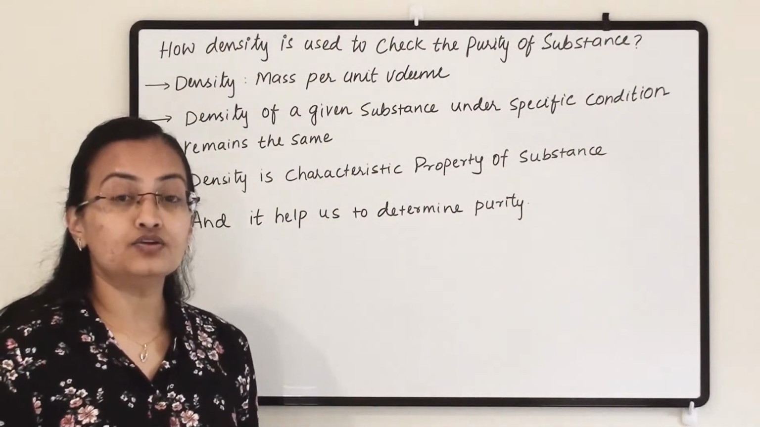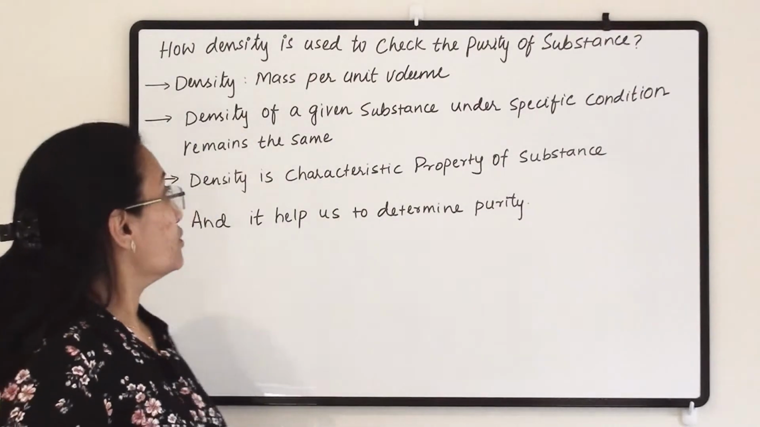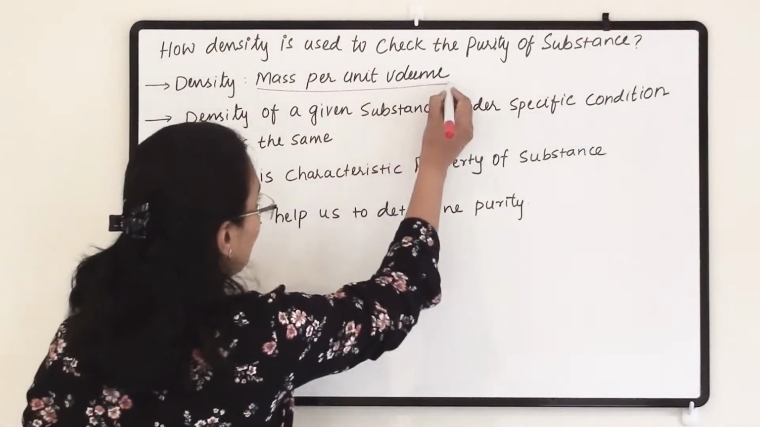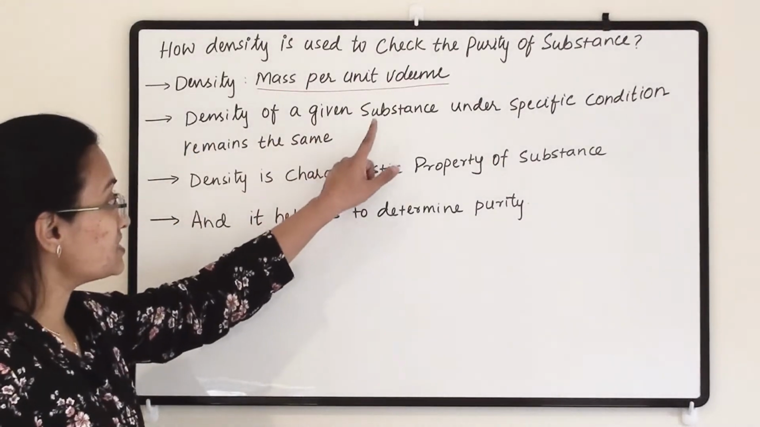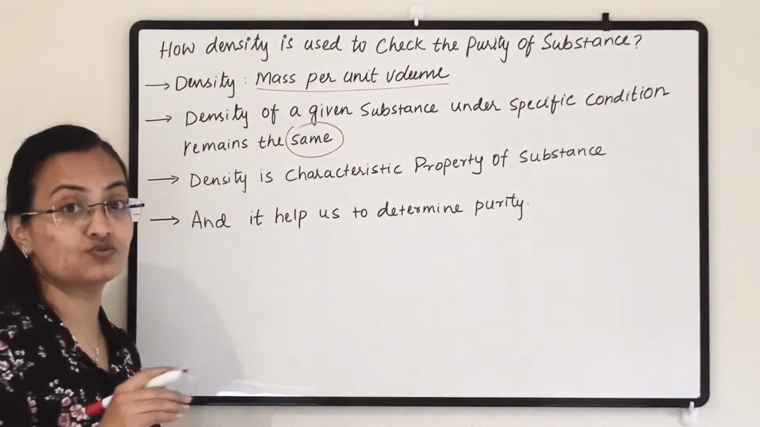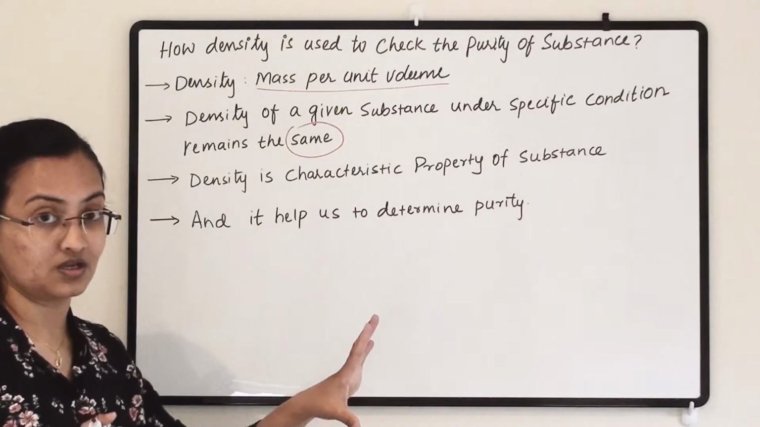Now why are we using density to check the purity of any substance? So what is density? Density is mass per unit volume. This is the definition of density. The density of a given substance under specific conditions remains the same. So the density of a substance will never change, and under specific conditions it will remain constant.